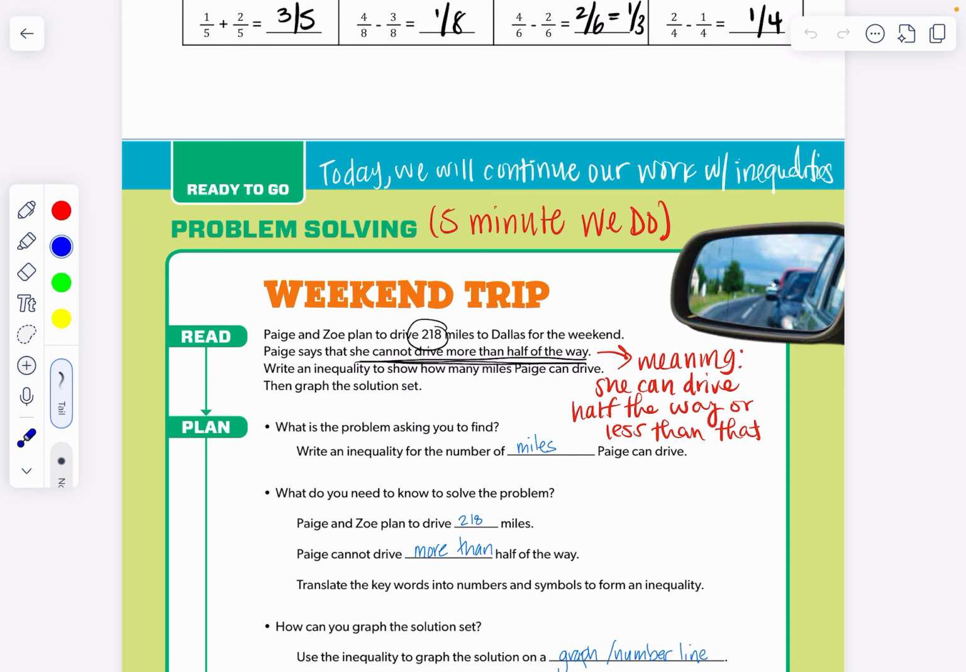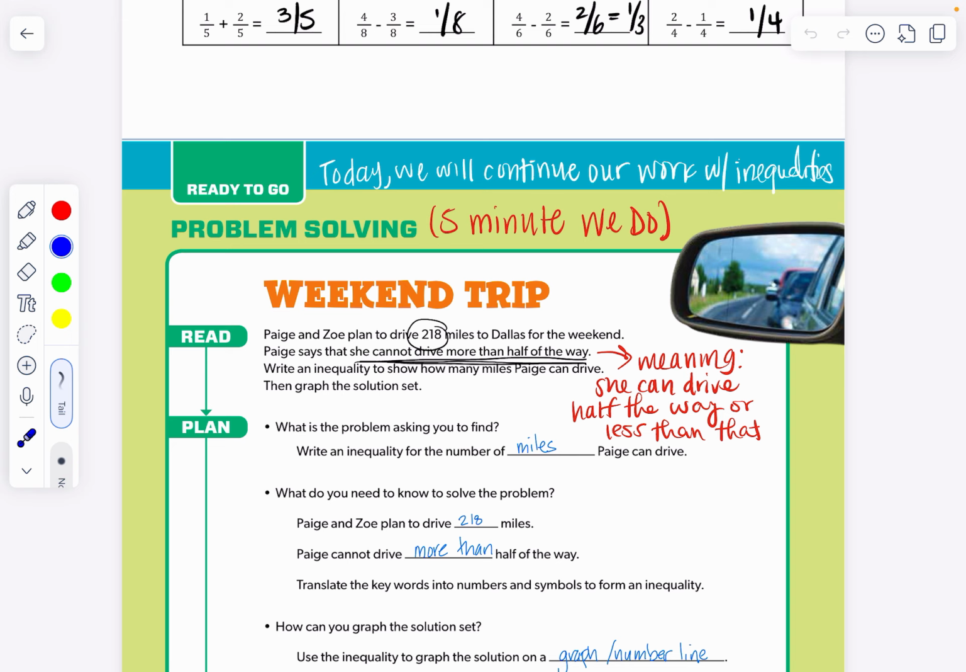So we're actually going to start out the lesson with a 5-minute we do around a word problem. It says Paige and Zoe plan to drive 218 miles to Dallas for the weekend. Paige says she cannot drive more than half the way. Write an inequality to show how many miles Paige can drive, then graph the solution set.